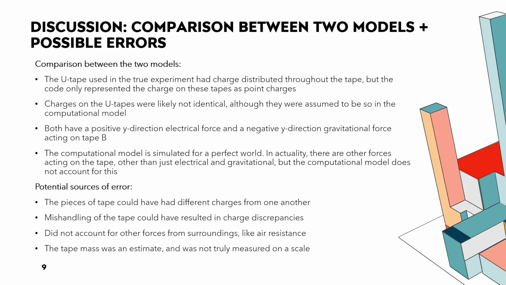As for comparisons between the two models, we have that the U-tape used in the true experiment had charge distributed throughout the tape, but the code only represented the charges on these tapes as point charges. We also have that the charges on these U-tapes were likely not identical, although they were assumed to be so in the computational model. Both models have a positive y direction electrical force and a negative y direction gravitational force acting on tape B. The computational model is also simulated for a perfect world. In actuality, there are other forces acting on the tape other than just electrical and gravitational, but this computational model did not account for it.